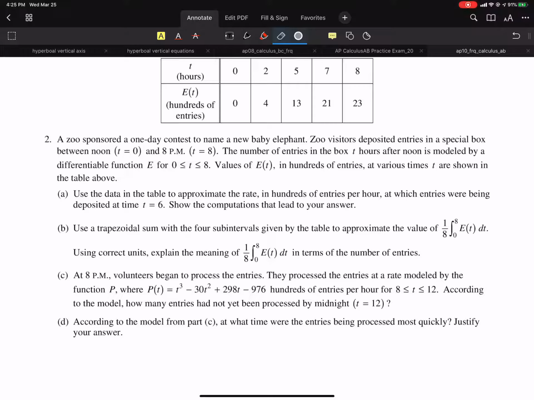2010 FRQ for both the Calculus AB and BC. This is number 2. So let's read the question carefully and make sure we understand what everything represents.